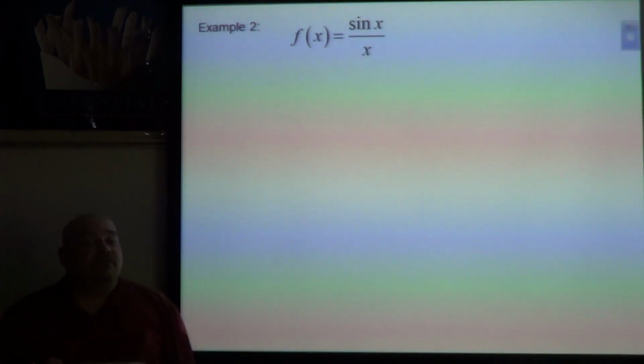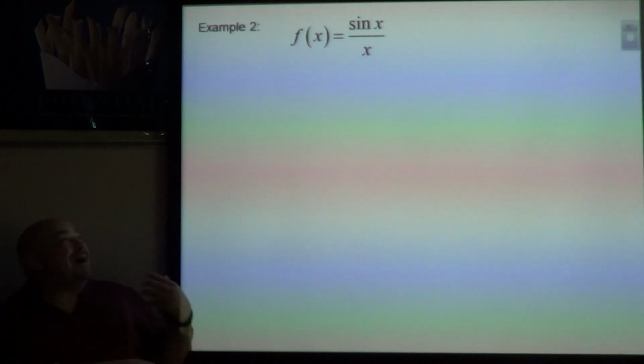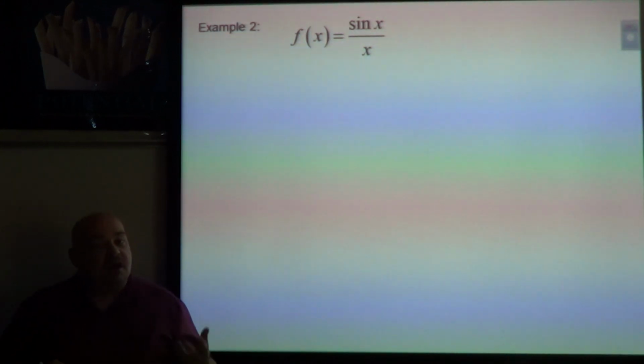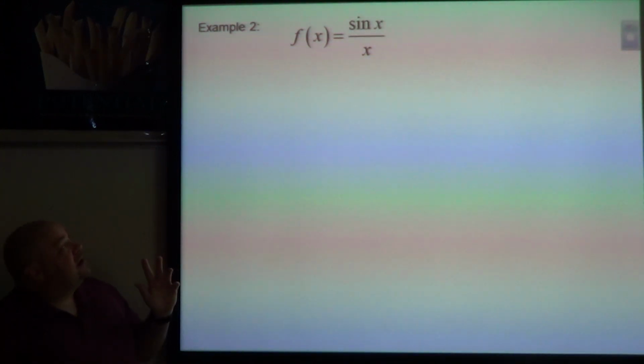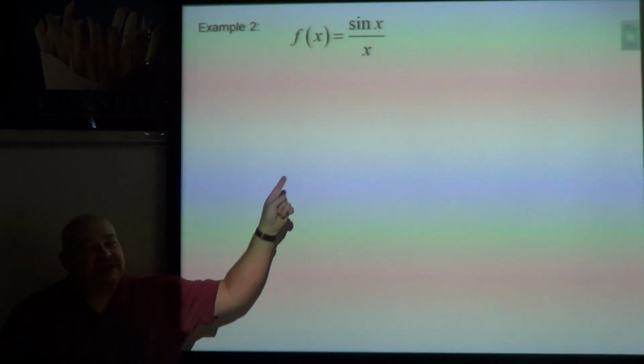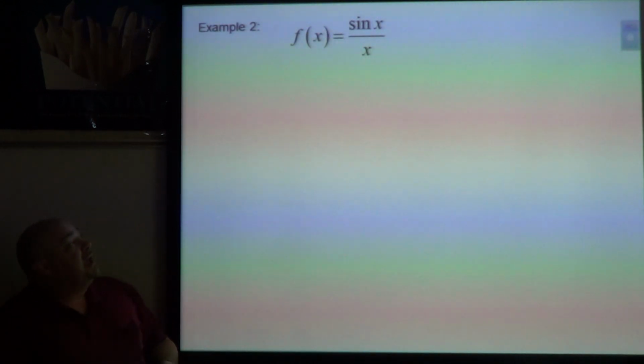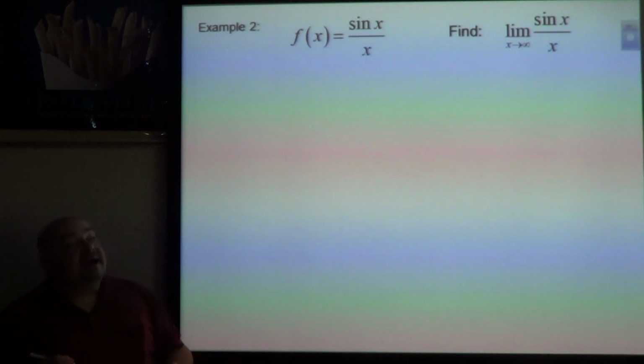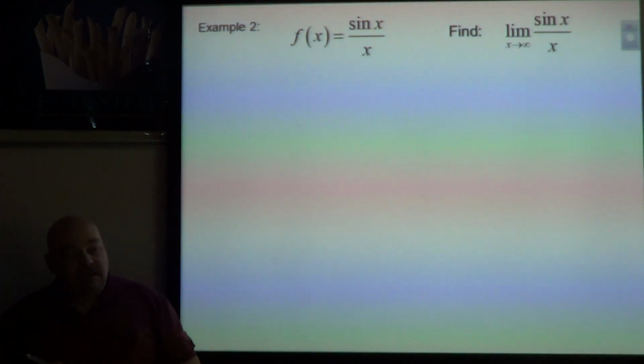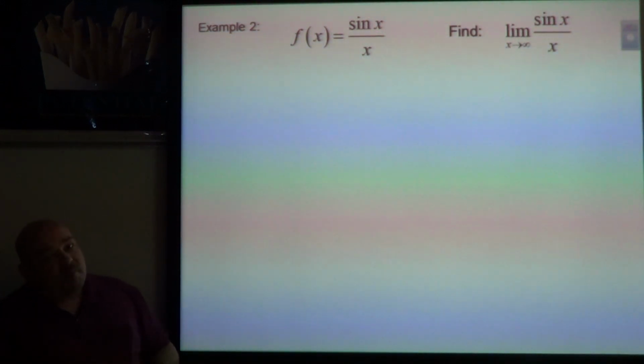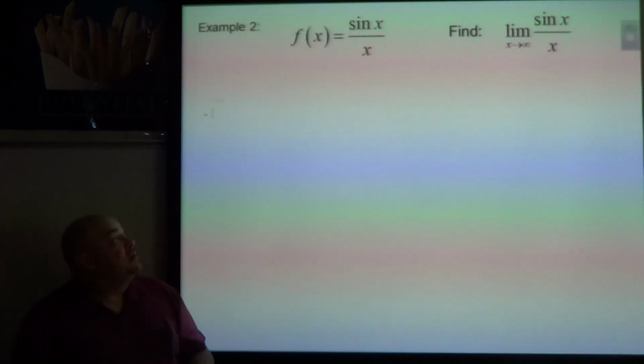Alright, now this is one we've looked at before, but not in exactly the same way we're going to do it this time. Before, if you remember, we looked at the limit as x approaches 0 of sine x over x, and this time we're going to do it as x approaches infinity. So there's a couple of different ways you can look at this.